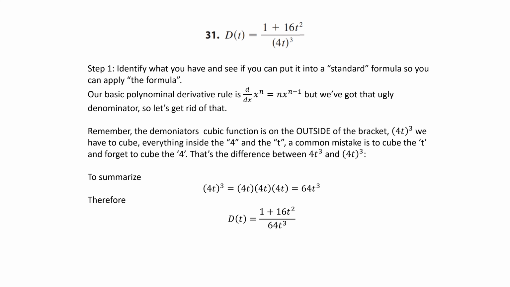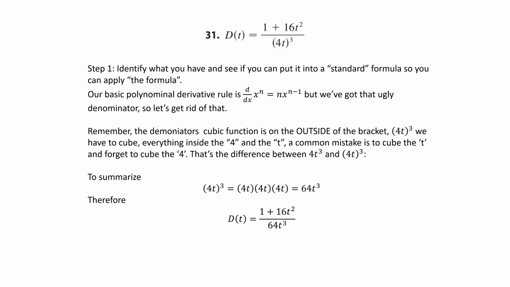Remember, the denominator's cubic function is on the outside of the bracket, so when we're doing our cubing, we have to cube everything inside the bracket. So that's the 4 and the t. A common mistake is that we forget about the brackets, and we forget to cube the 4 as well. That's basically the difference between, say, 4t cubed and (4t) cubed.